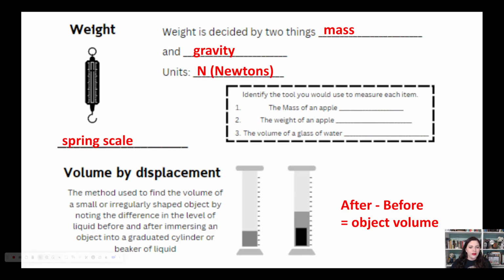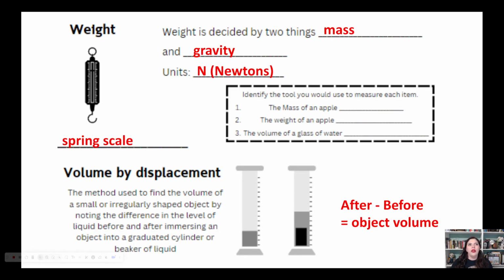Now let's talk about displacement. When we want to find the volume of an irregularly shaped object, something that's a solid, we can use displacement, okay? So let's talk about Archimedes, right? Archimedes was tasked with finding out if the king's crowns were made of gold. And so he figured out that he could use density to determine if the crown was made of gold or if it was made of some other sort of metal.